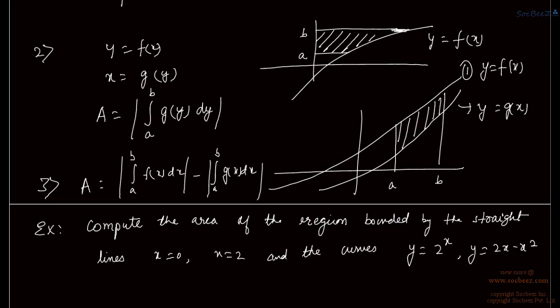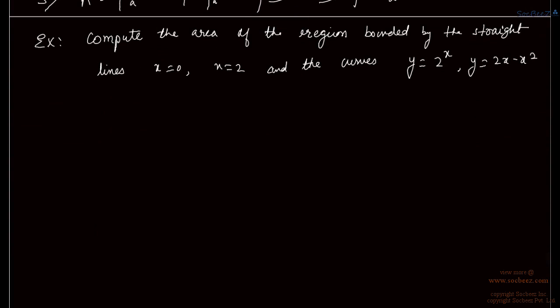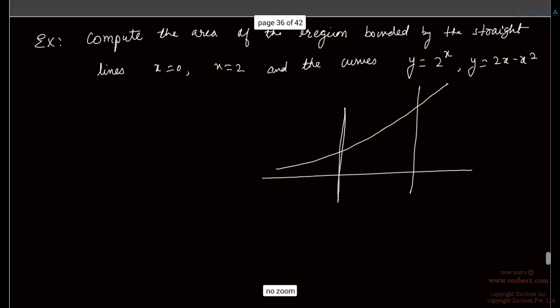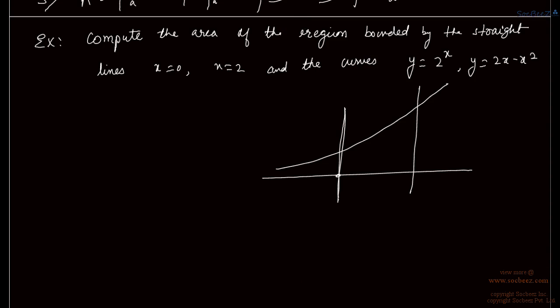First we have to draw the graphs. The curve y = 2^x is something like this, and we have x = 0 as this axis and x = 2 as this axis. For y = 2x − x², if we put x = 0 we get 0, and if we put x = 2 then again we get 0. So the curve y = 2x − x² is something like this. The question is asking to find this area.